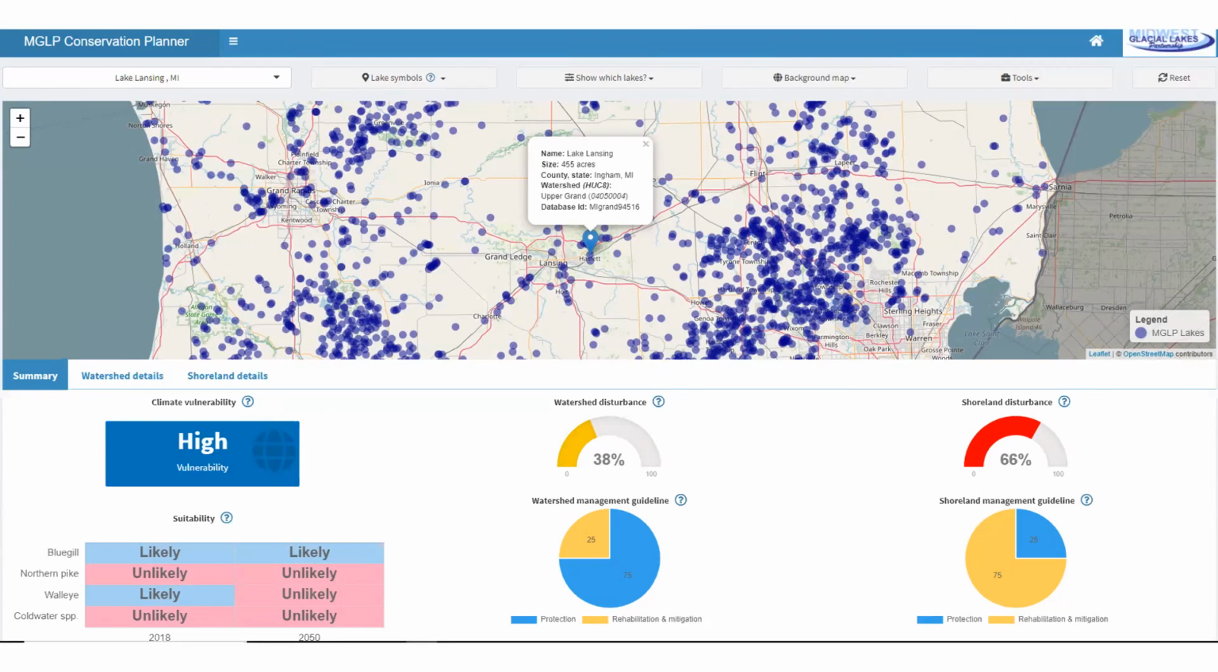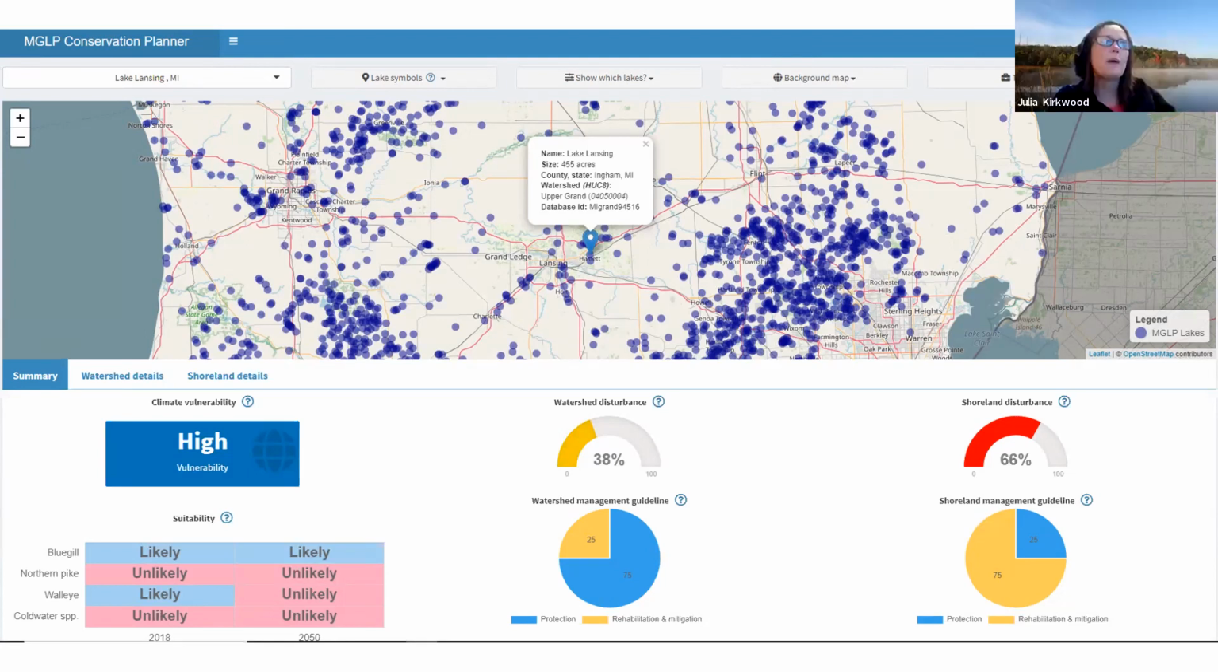So one thing I want to mention quick is, when you start looking at Lake Lansing, it's a big task. And the first slide that I have is through the Lake Conservation Planner tool that the Midwest Glacial Lakes Partnership completed. It's on a regional scale, looking at different lake data.